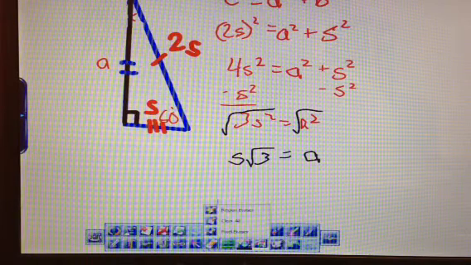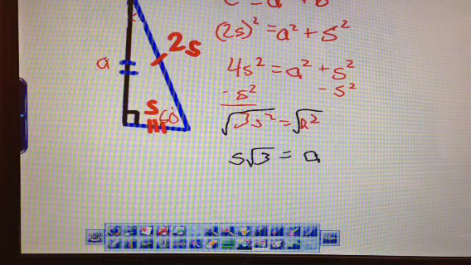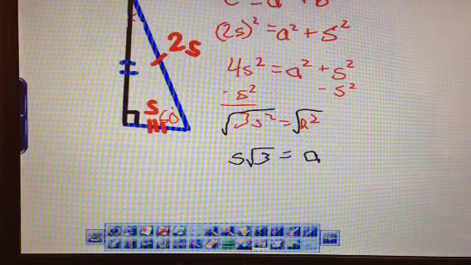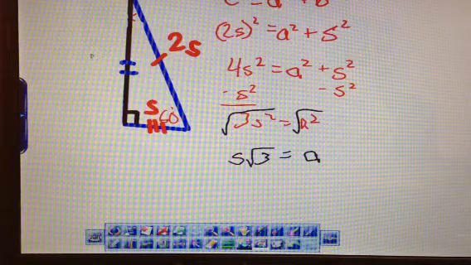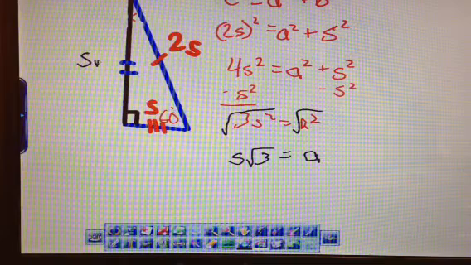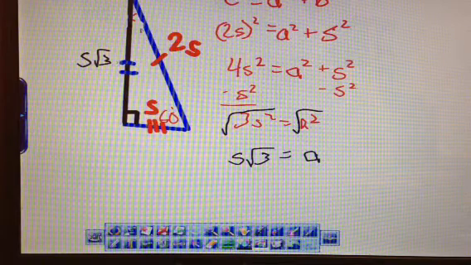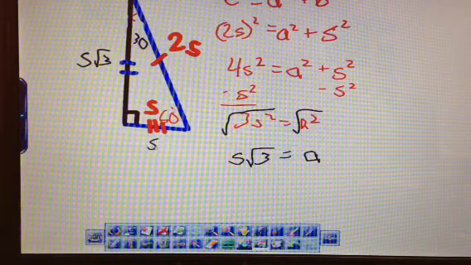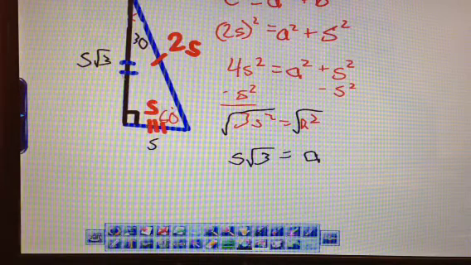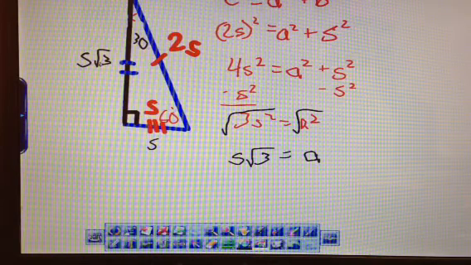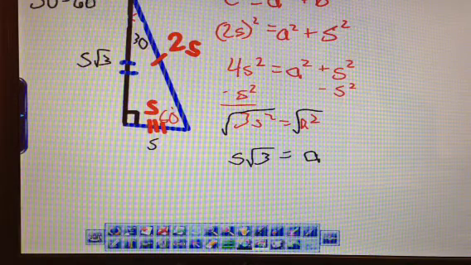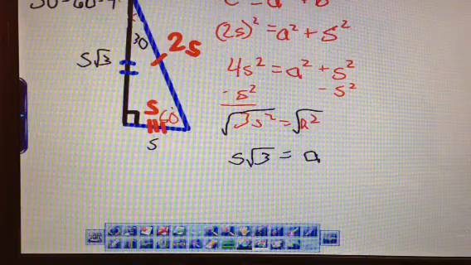So instead of calling that a, we will call that s square root 3. So now we have the side lengths for this 30, 60, 90 triangle. Across from the 30 is the short side, we call that s. Across from the 60-degree angle is s square root 3, and then the hypotenuse is 2s. So that's your 30, 60, 90 triangle. Also a special triangle that you need to memorize.